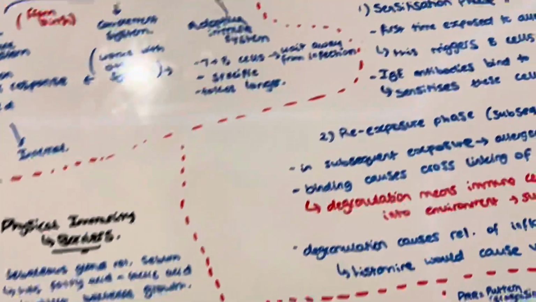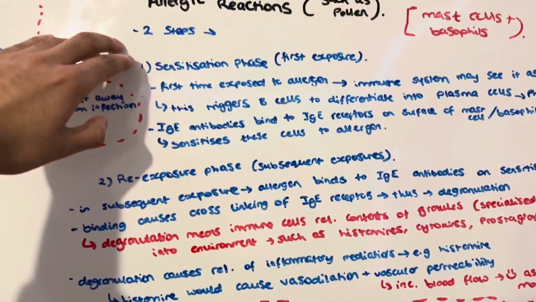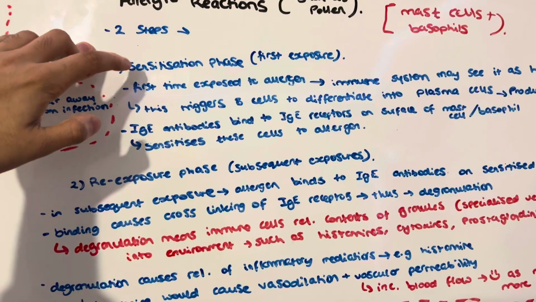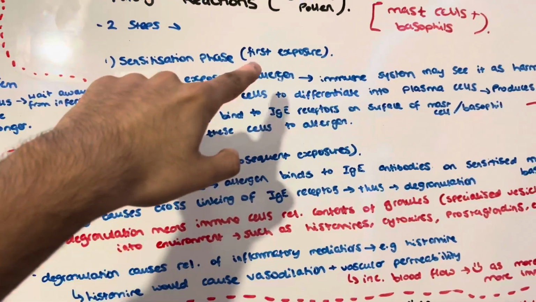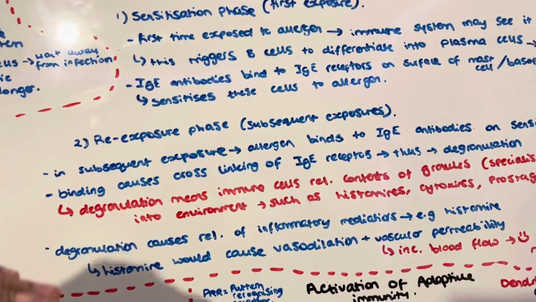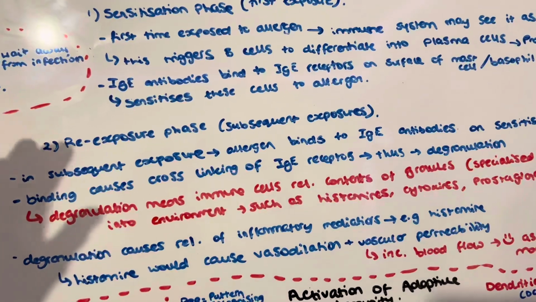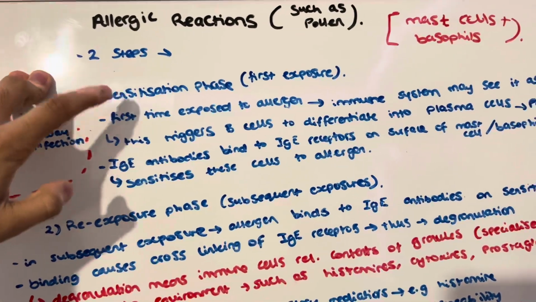So let's go back to here. The allergic reaction is split into 2 steps. Our first step is our sensitization phase. This is basically our first exposure. Then our second step is our re-exposure phase, which is basically every subsequent exposure after the first.